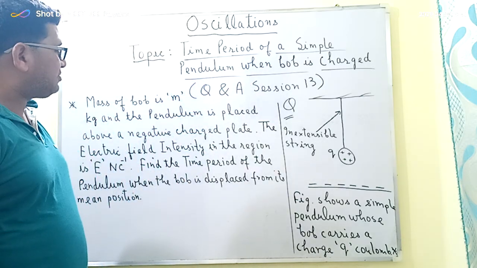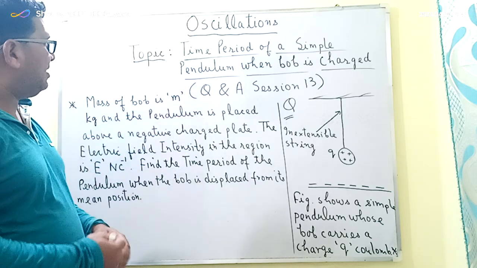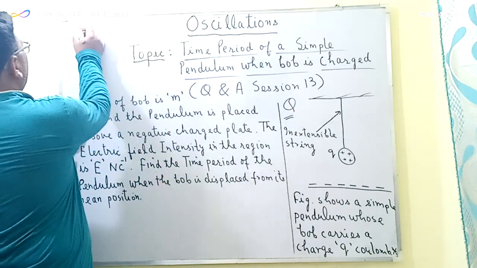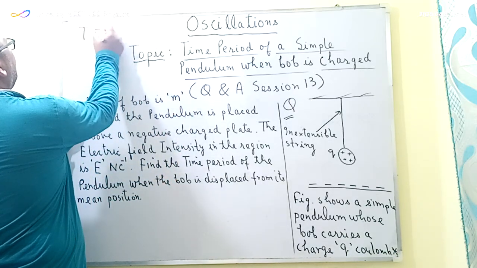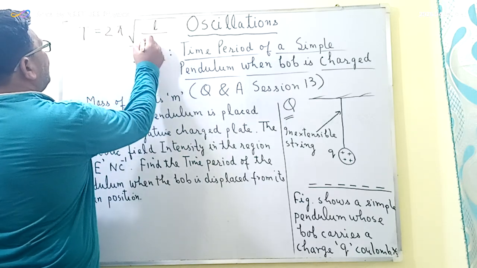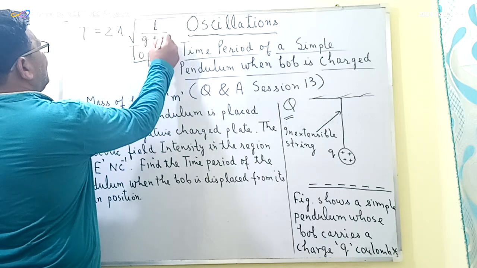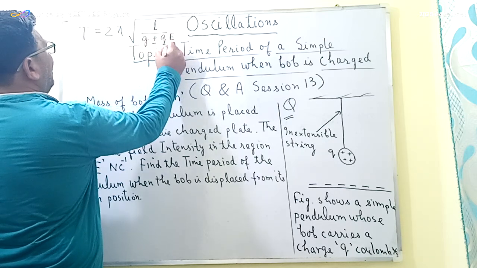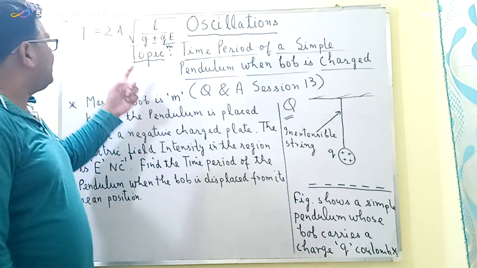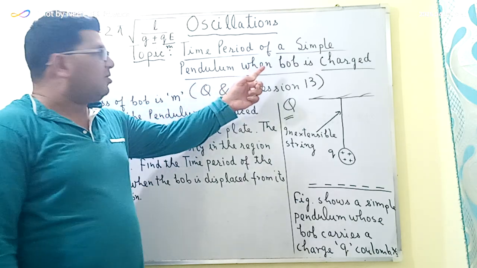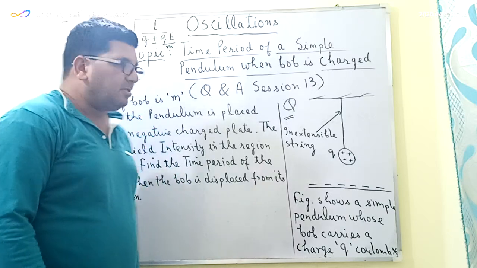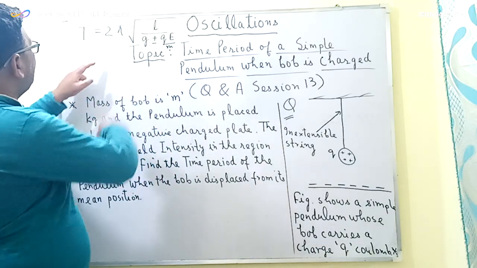In that session we have also learned that the time period of a simple pendulum when the bob is charged is given by the formula T is equal to 2 pi under root L upon G plus minus QE upon M. So this was the formula which we have learned in the previous session. That is, this is the formula for the time period of a simple pendulum when the bob of that pendulum carries a certain charge.